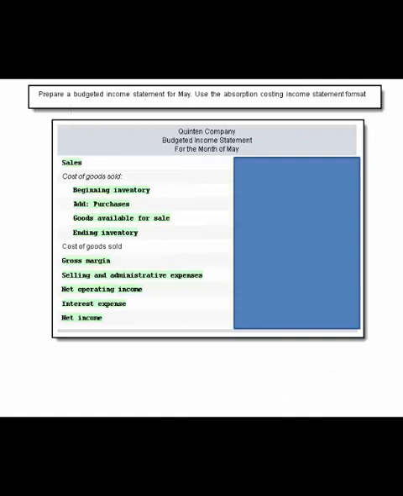Okay, and then the next part of this problem asks us to prepare a budgeted income statement for May and use the absorption costing income statement format. And here you see the solution in front of you using the absorption costing income statement format, which is the typical approach, right? Not the cost volume profit or contribution margin approach, but the more typical financial reporting approach. So we start off with sales, and really all that's involved now is just plugging in the information we've already calculated elsewhere in the problem.